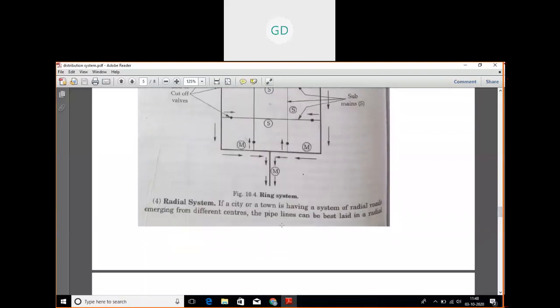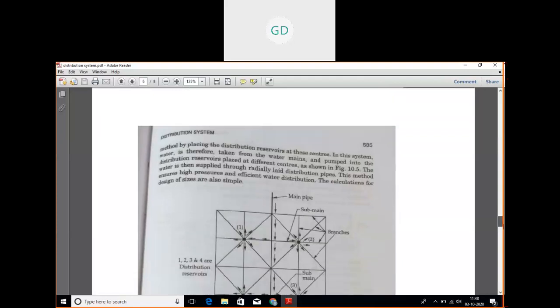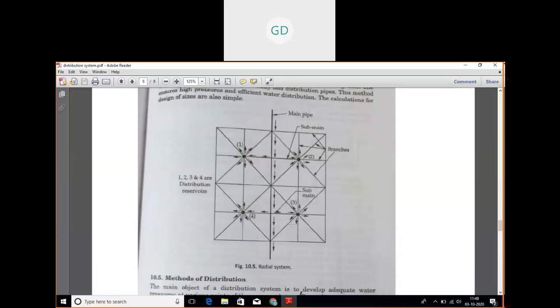If a city or a town is having a system of radial roads emerging from different centers, the pipelines can be best laid in a radial method by placing the distribution reservoir at these centers. In this system, water is taken from the water mains and pumped into the distribution reservoirs placed at the different centers as shown in the figure. So here basically the layout is done in a radial system and the distribution reservoir is placed at the center of your radial system.